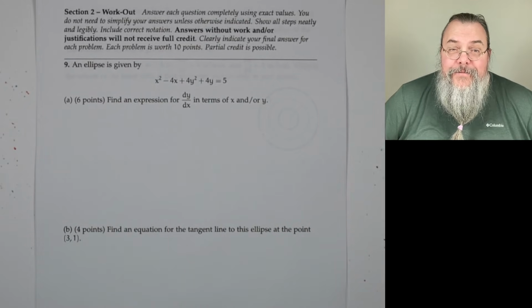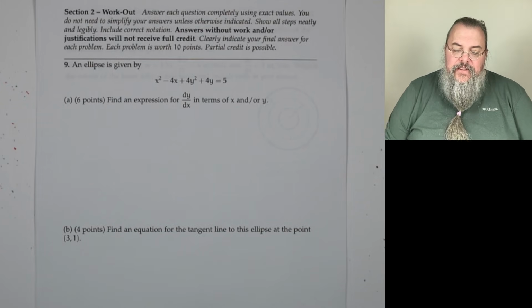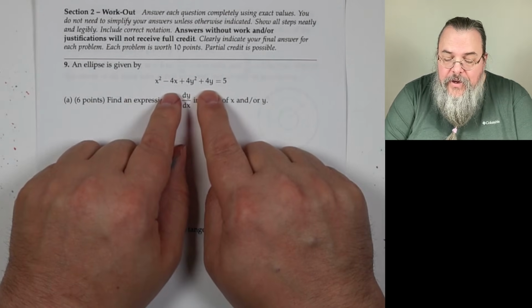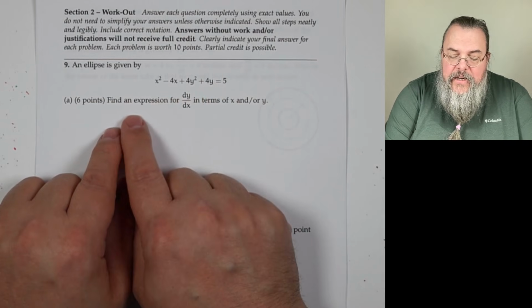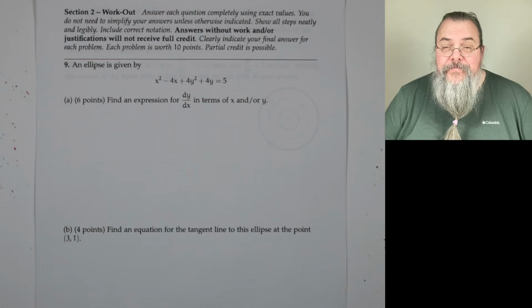We'll start with number 9. An ellipse is given by x squared minus 4x plus 4y squared plus 4y equals 5. And part A, find an expression for dy/dx in terms of x and/or y.